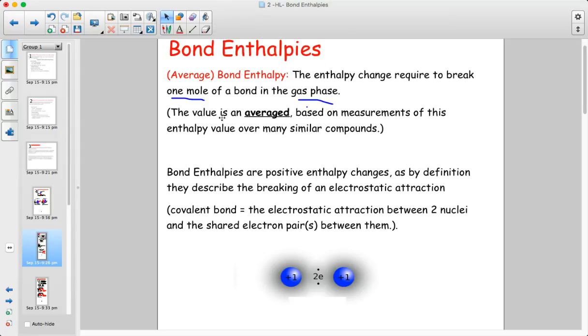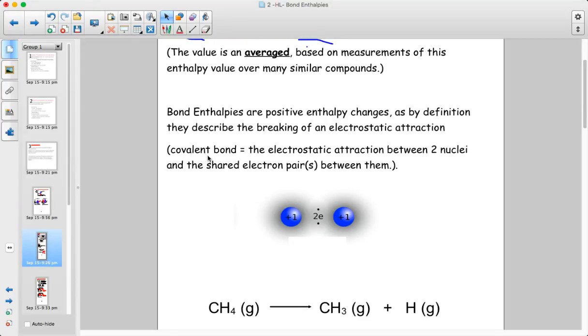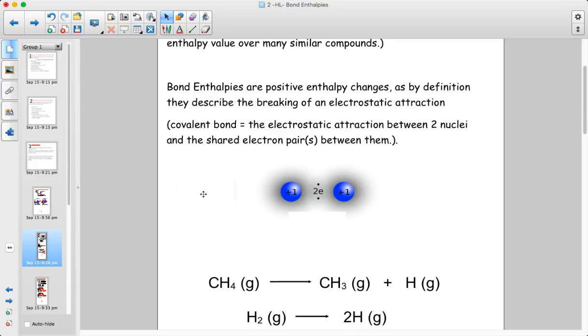This value is averaged for most bond enthalpies. The value that you get in the table is actually an average because the same bond in different molecules might have a slightly different value to be broken. So they measure it over many, many compounds, and then they average it, and that's what the average bond enthalpy values are.